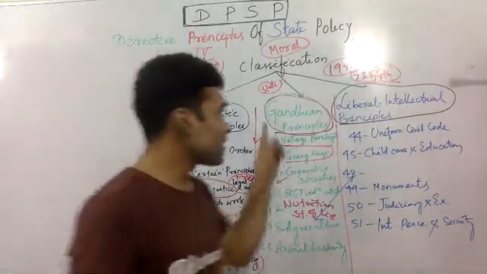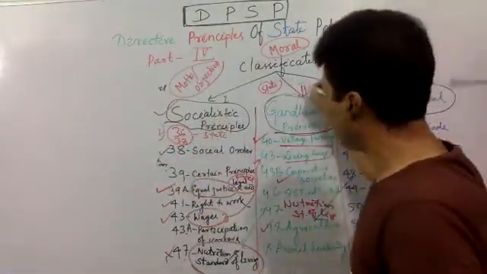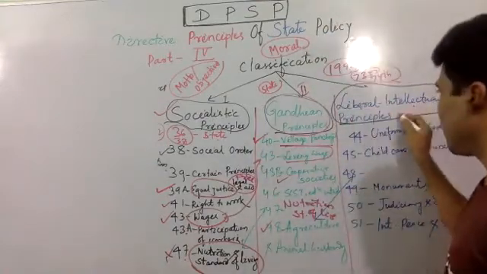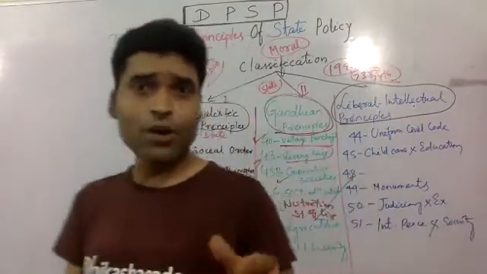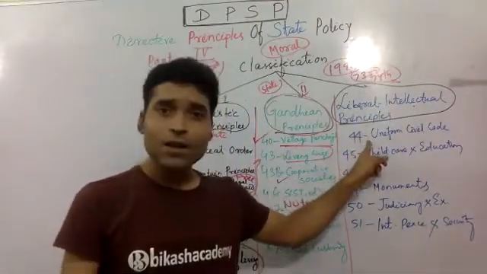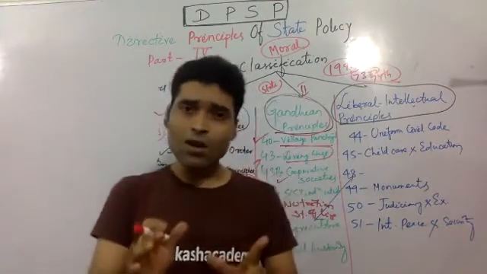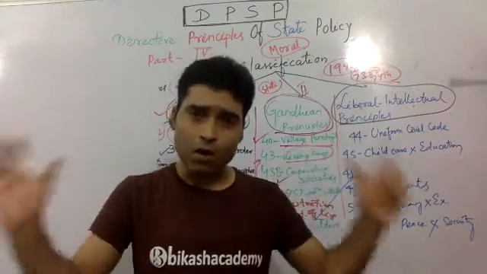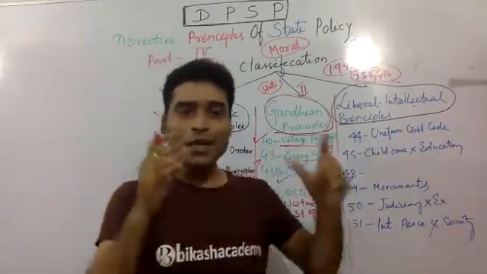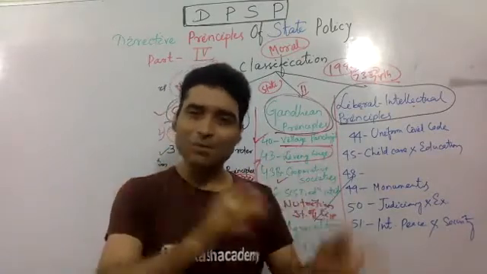And after that, we have covered the socialistic principles, and the second part, the Gandhian principles. The last one is the liberal intellectual principles. Article 44 says uniform civil code. What is the uniform civil code? All laws must be equal for all. All Indians must have equal accessibility, equal law, and there should not be any kind of bias in terms of law.